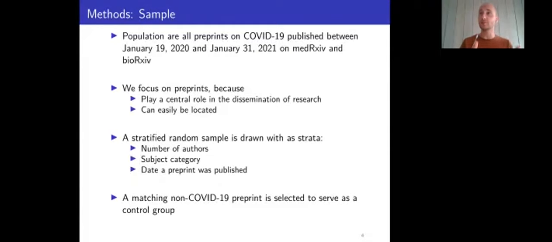We will also use in the sampling procedure the subject category. So the subject category of each preprint that is assigned by the preprint servers. And we will also take into account the date a preprint was actually published. And if you have a stratified random sample from the COVID-19 preprints, then we will select randomly a matching non-COVID-19 preprint, which should serve as a control group. And by doing this, we actually conduct a natural experiment where we have an experimental group and a control group, both based on existing groups.